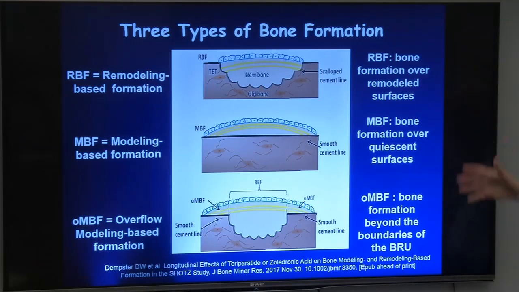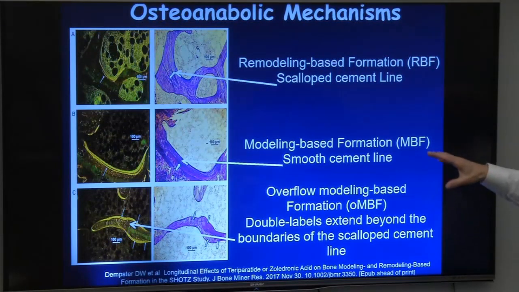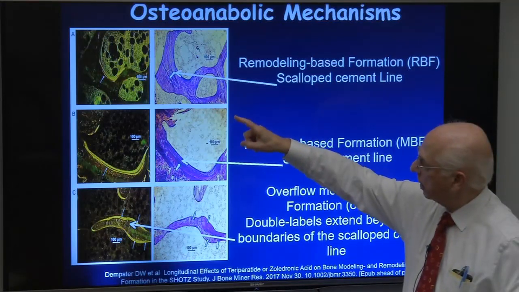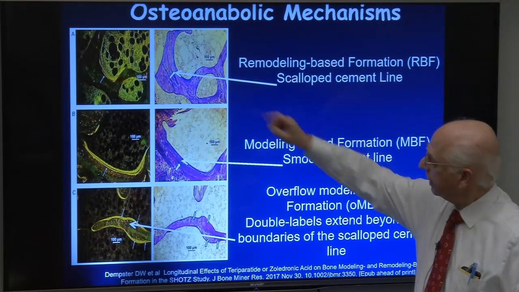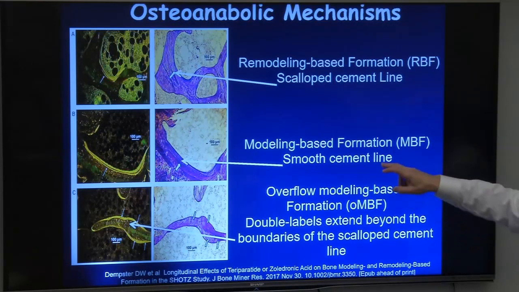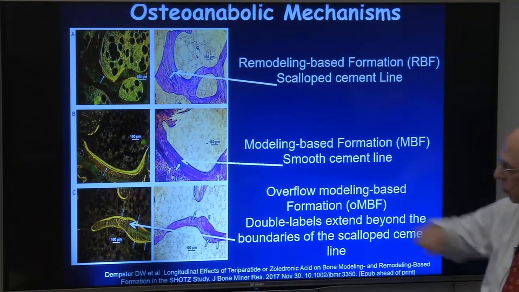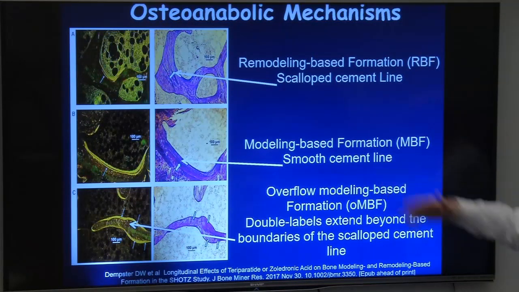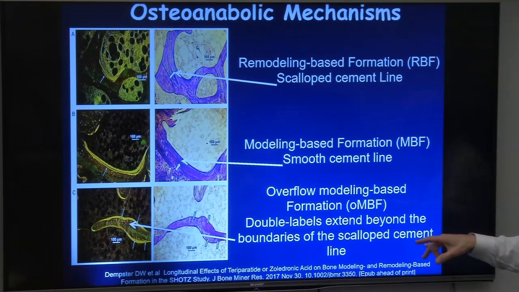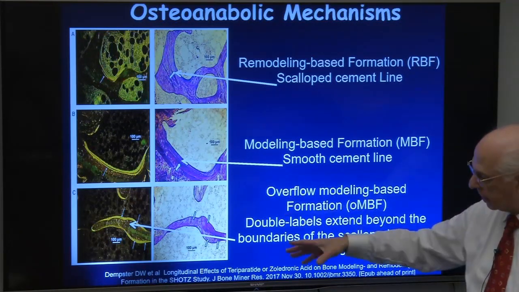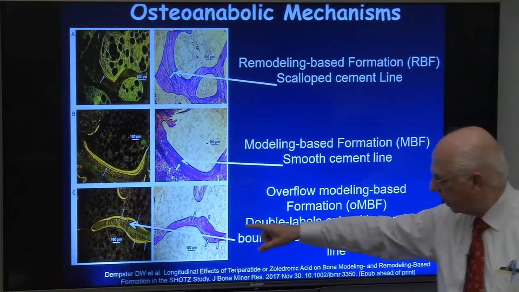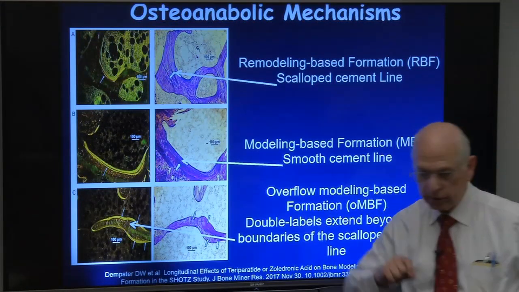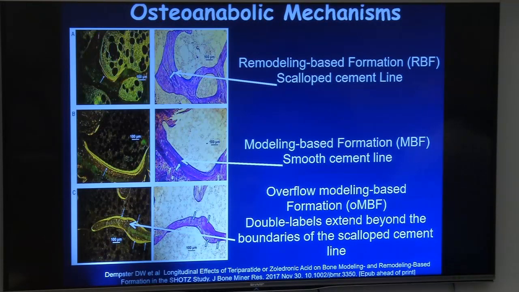And you can actually see these three forms in this diagram, or the histological evidence that David has presented. Remodeling based bone formation, you see the tetracycline on the left is exactly coincident with the scalloping you can see on the right. Modeling based formation, you see no scalloping on the left, you just see bone formation on the right. And then the spillover is that the tetracycline spills over on the entire surface that you're seeing, while the scallop line is only in a limited portion. So you can actually see modeling based formation, remodeling based, and then this overflow.